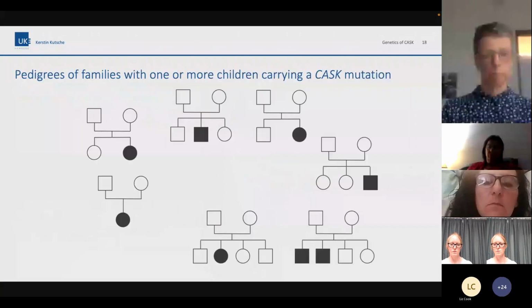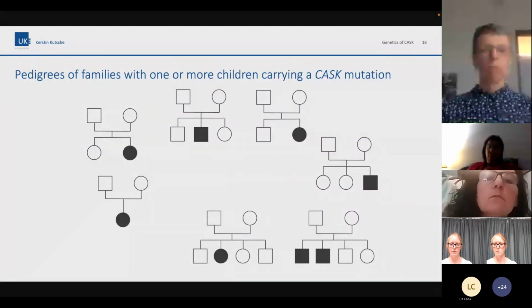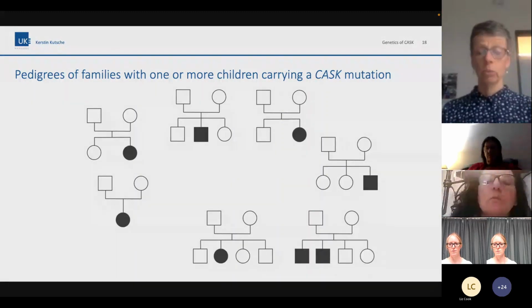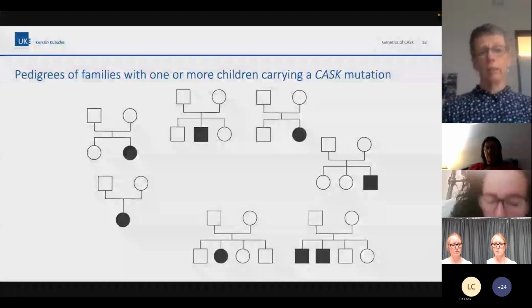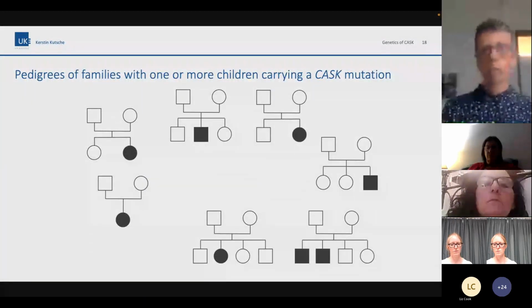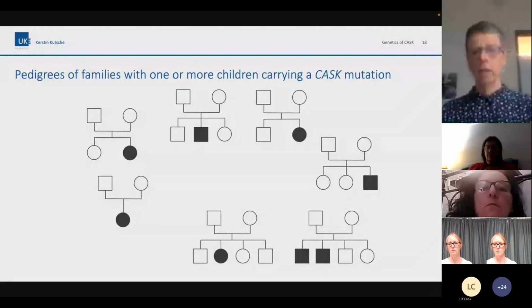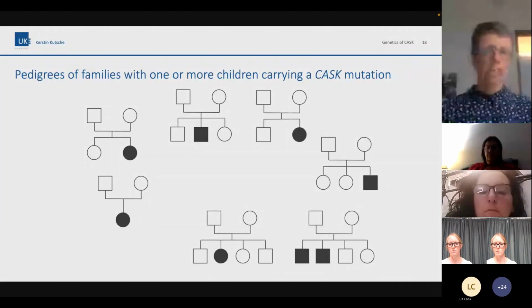So here I would like to show you some pedigrees of families with 1 or more children carrying a CASK mutation. And you immediately, of course, can see that in most of the families, there's a single child which is affected by a CASK mutation.